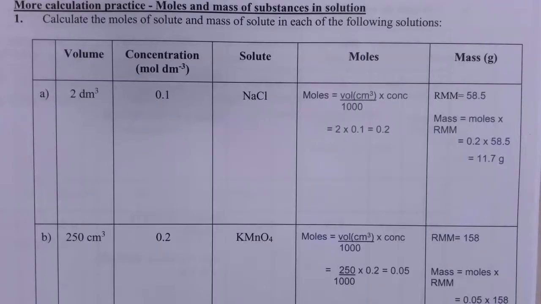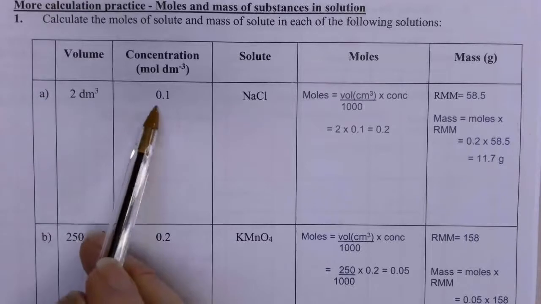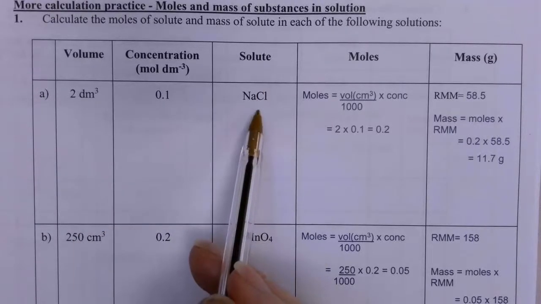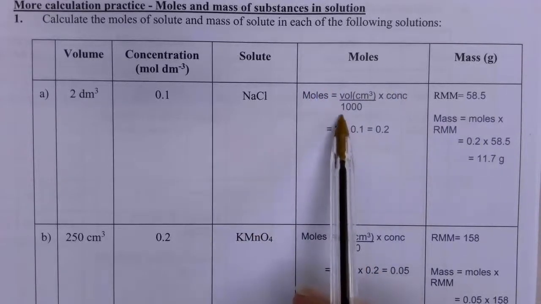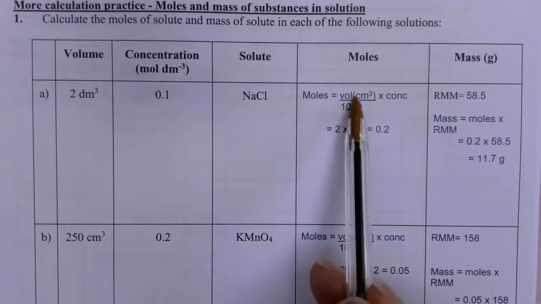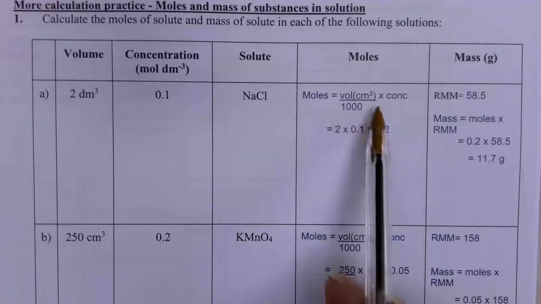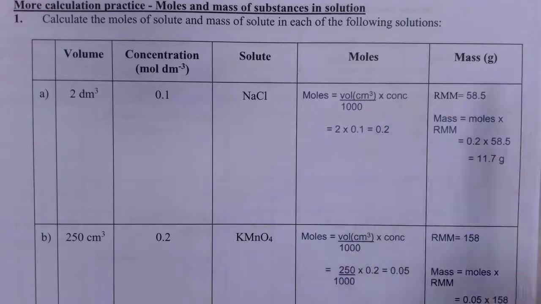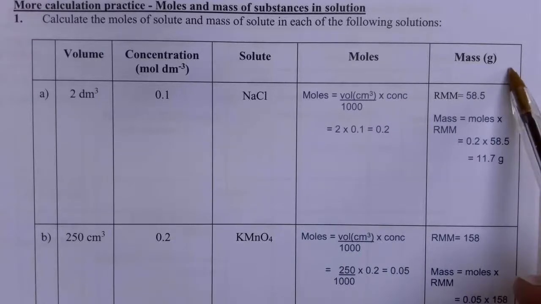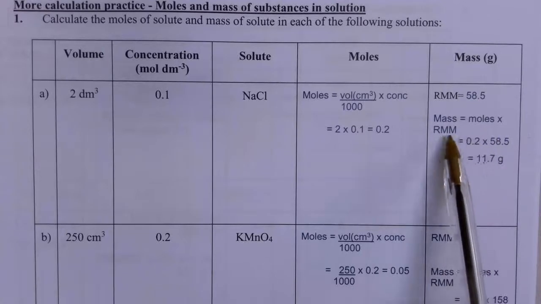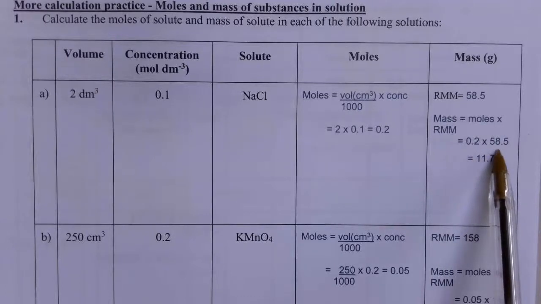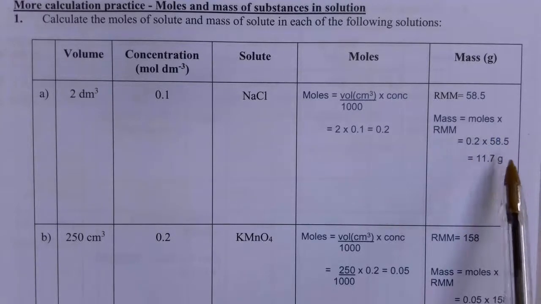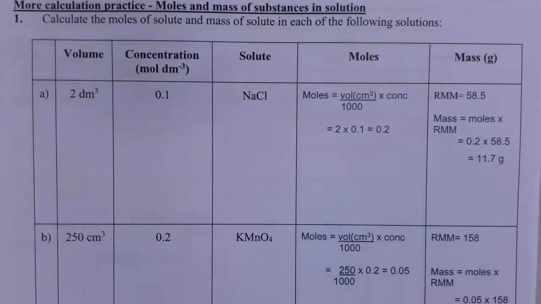In our first example, we have a volume of 2 decimeters cubed, a 0.1 molar solution, and our solute is sodium chloride. To work out the moles, we're going to use this equation, which you need to learn: moles is equal to the volume in centimeters cubed divided by 1,000 times the concentration. The mass, we're going to work out in the next column, using the equation mass is moles times Mr or RMM. So that's the moles times the RMM of sodium chloride, which is 58.5, to give us the number of grams. And we're just going to do that all the way down that page.